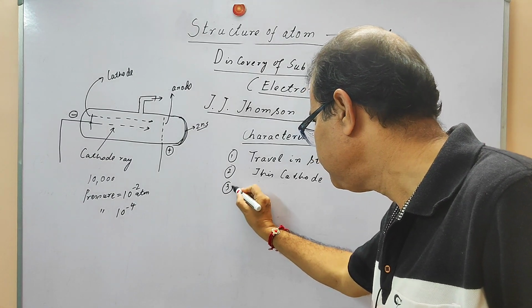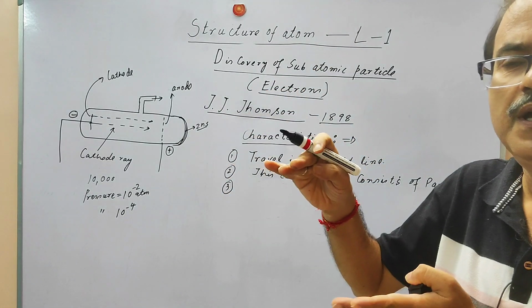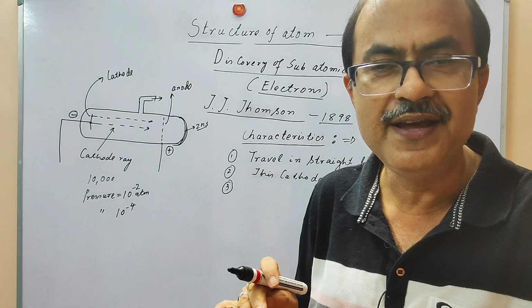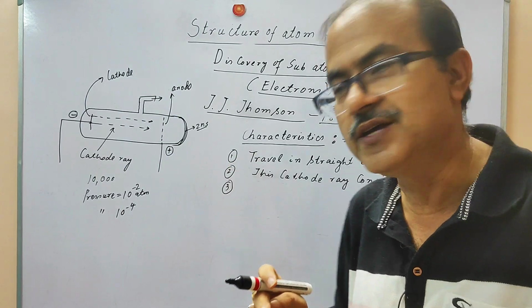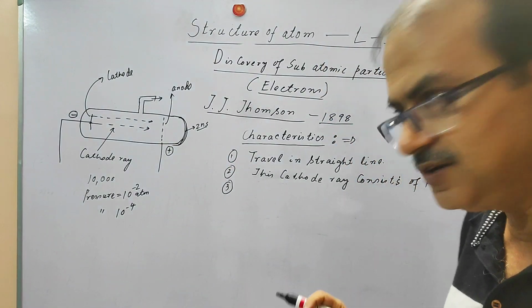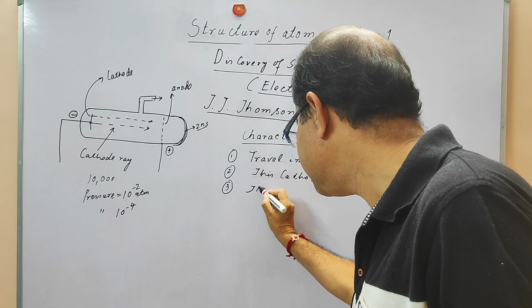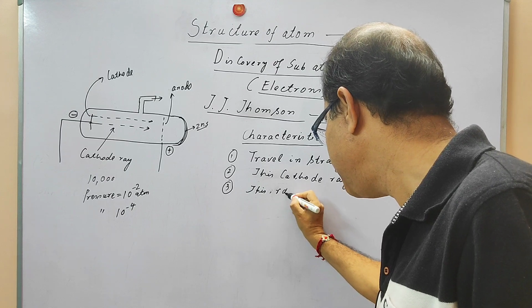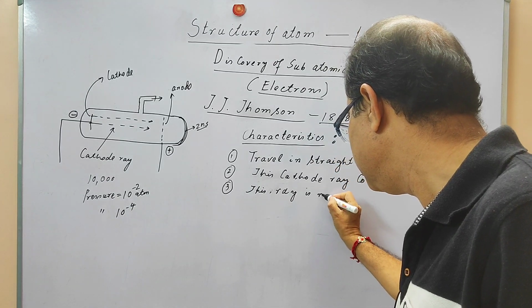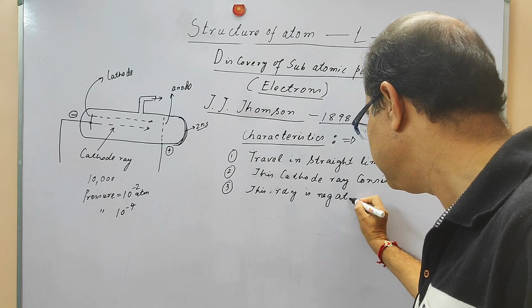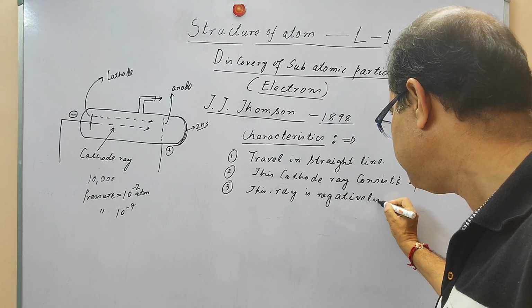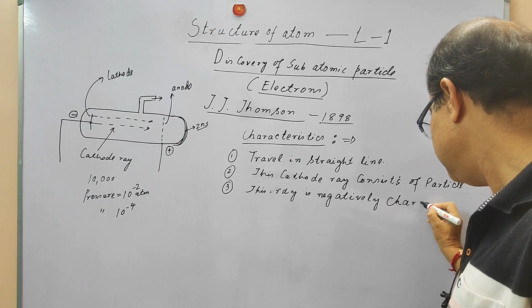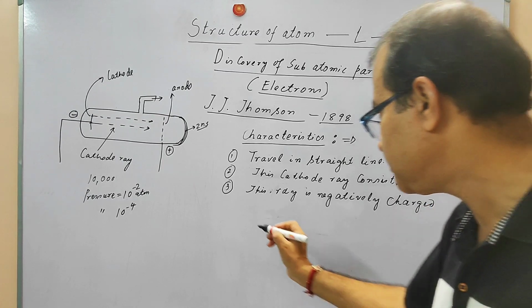Third point, when we put an electric field in that cathode ray tube, we find that the cathode ray is deflected towards the positive plate of this electric field. This means this ray is negatively charged, because it is attracted towards the positive plate of the electric field. So these are the basic three characteristics.